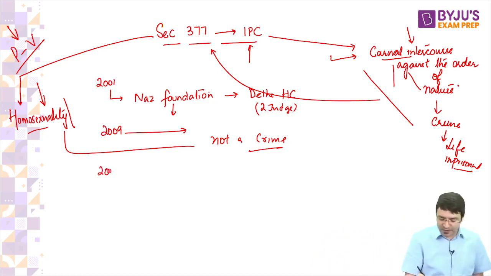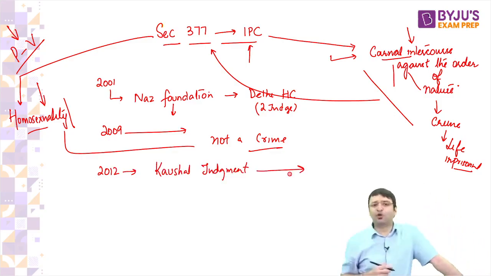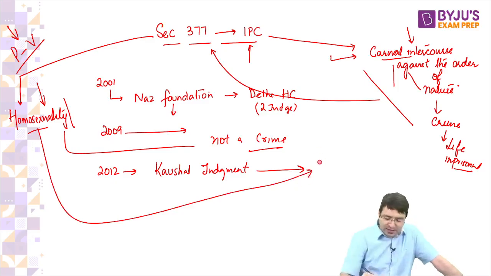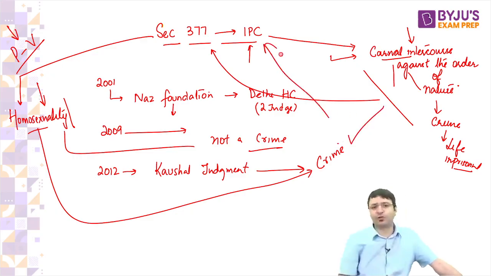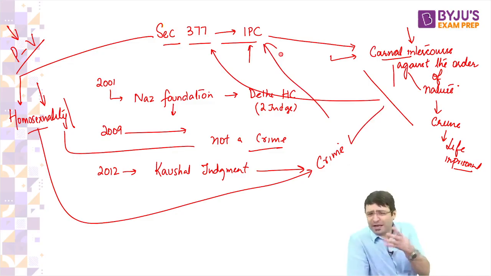But in 2012, in the Koushal judgment, the Supreme Court, because the matter now went to the Supreme Court from the Delhi High Court, said homosexuality is still a crime. Section 377 is constitutional. The court was asked why. The court gave multiple reasons.